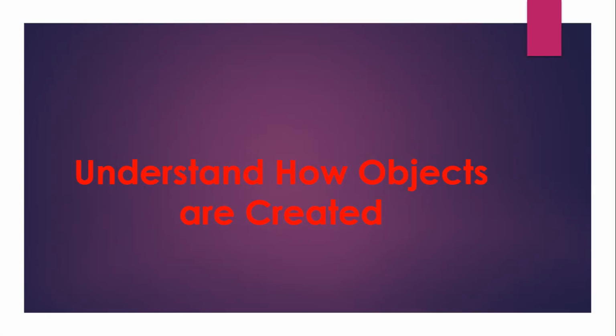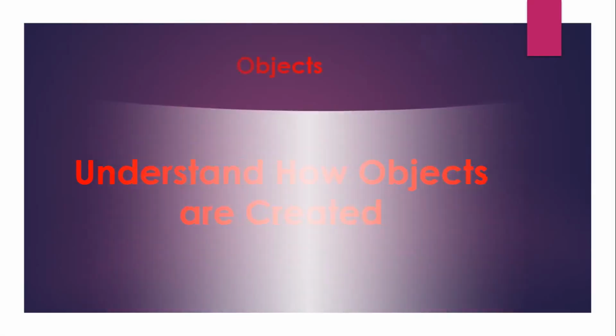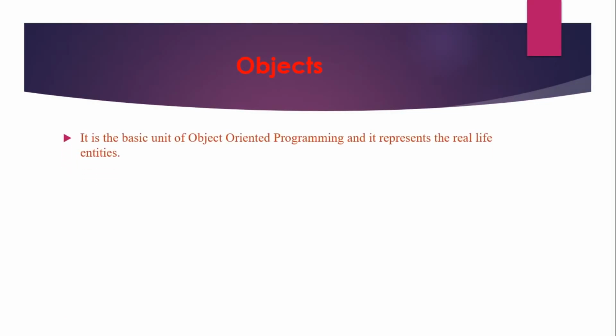about how objects are created. First of all, what is an object? It is the basic unit of object-oriented programming and it represents real-life entities. Real-life entities share two characteristics. They all have attributes and behavior.